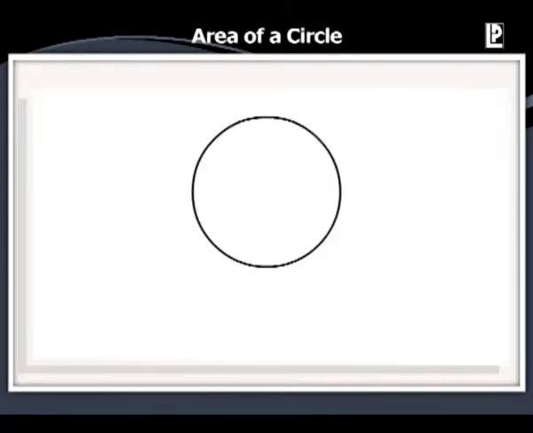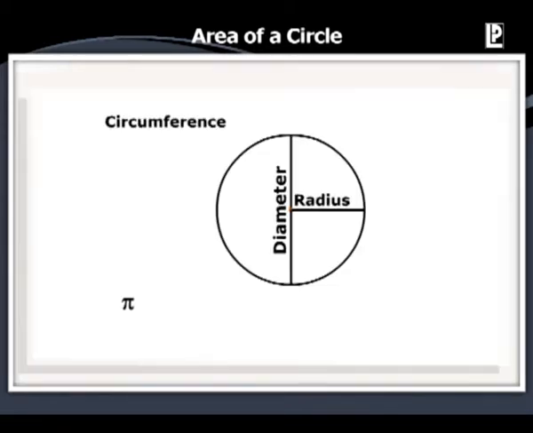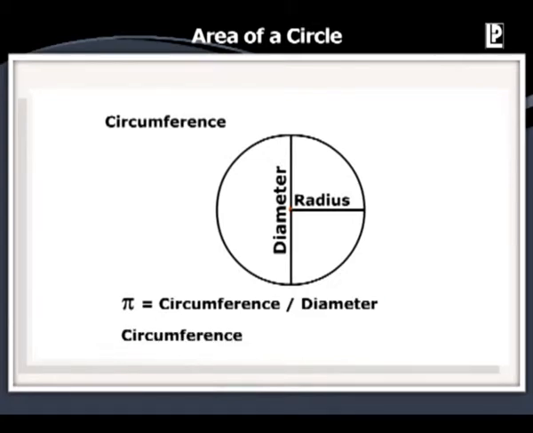But before that, let's get back to the basics. We know that the distance around a circle is called its circumference. The distance across the circle through its center is called its diameter. The radius of a circle is the distance from the center of the circle to the circumference. We use the Greek letter pi to represent the ratio of the circumference of the circle to the diameter. Pi is equal to circumference by diameter, and circumference is equal to pi times diameter.